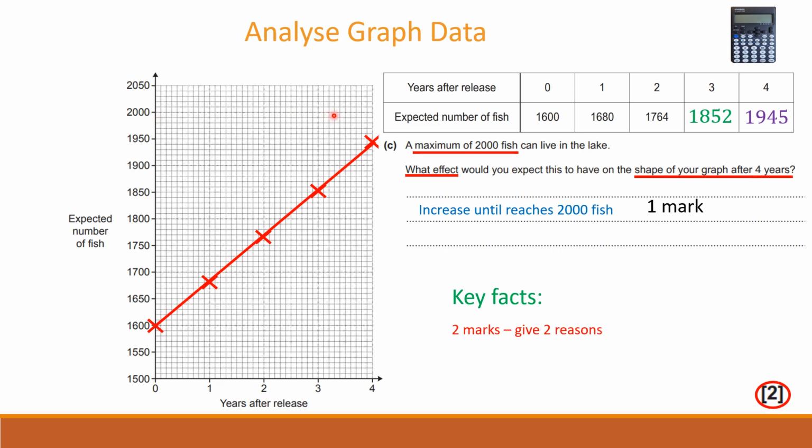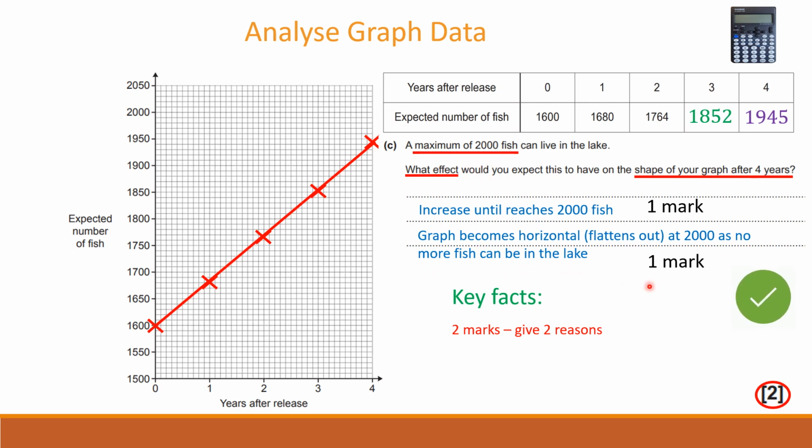But when we get to this value here, 2,000, we need to think about what's going to happen because we can only have a maximum of 2,000, which means the graph, when it gets to this point, won't keep going up. So at this point, when I've got to 2,000, the graph will become horizontal. So it's going to come across as a horizontal line like this, or it's going to flatten out at 2,000, as there can be no more fish in the lake at this point. So we're told there's a maximum of 2,000. So your second mark comes from stating that the graph will now become horizontal. So it'll continue up in a straight line until we get to the point 2,000, and then when we reach 2,000, we're going to go across.